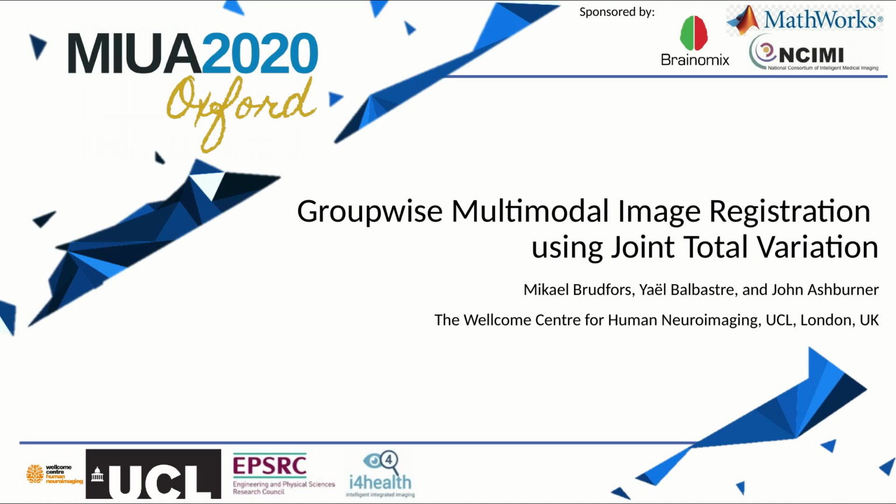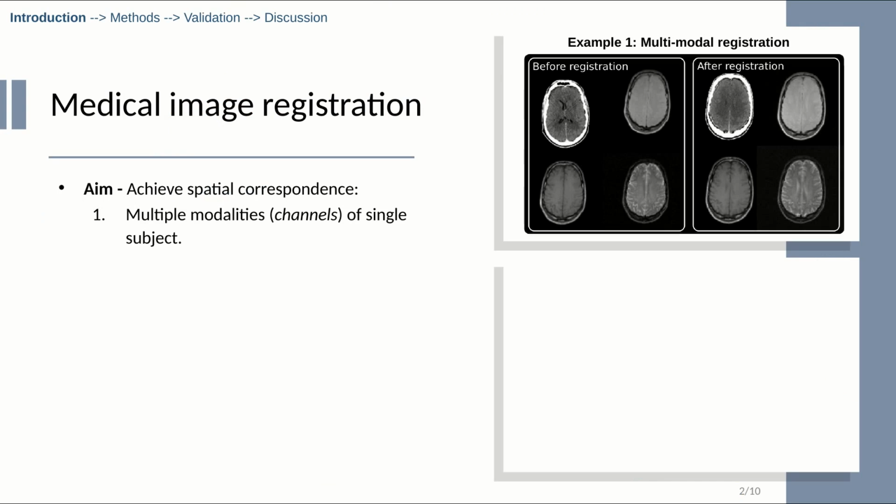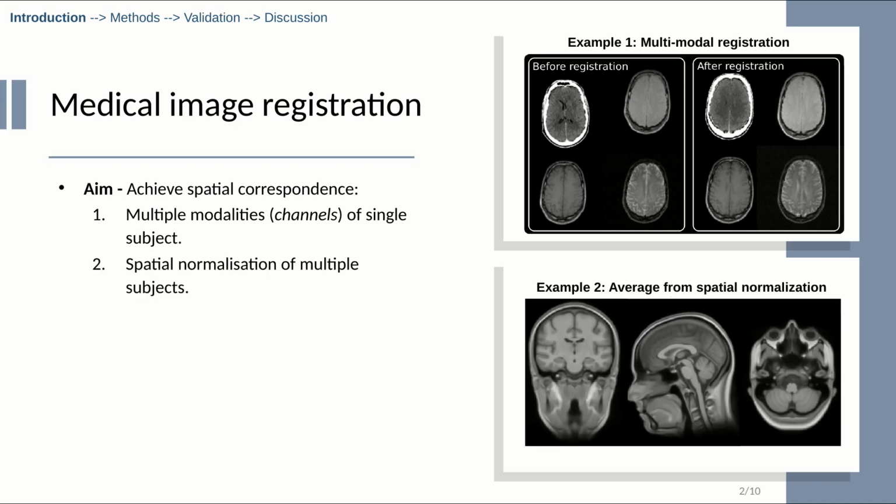Today I am presenting image registration work that I've done with Balbastre and Ashburner at UCL. Image registration aims to achieve spatial correspondence between voxels in multiple images. An example is a rigid registration of within subject multimodal images, for example the CT and MRIs here on the right. And another example is spatial normalization, where you build some sort of mean image from a group of subjects using a nonlinear registration approach.